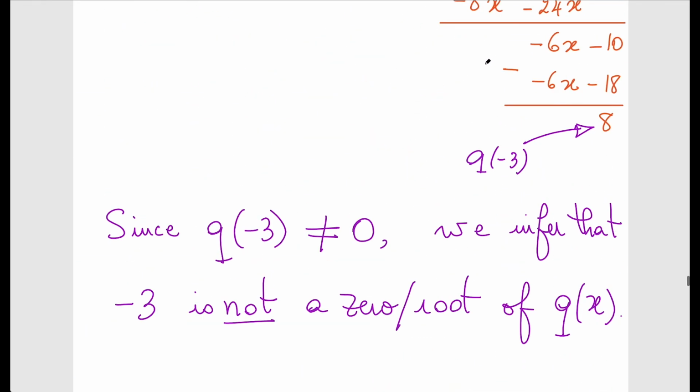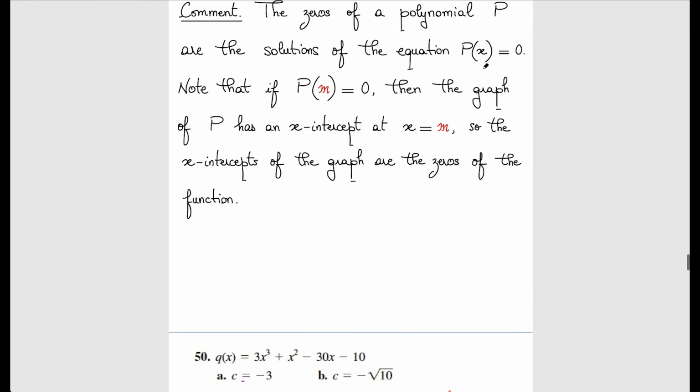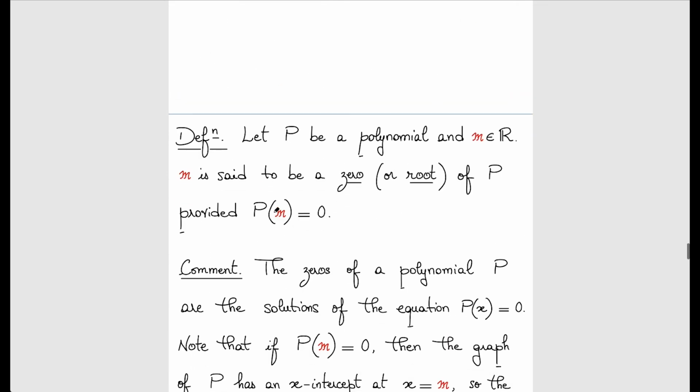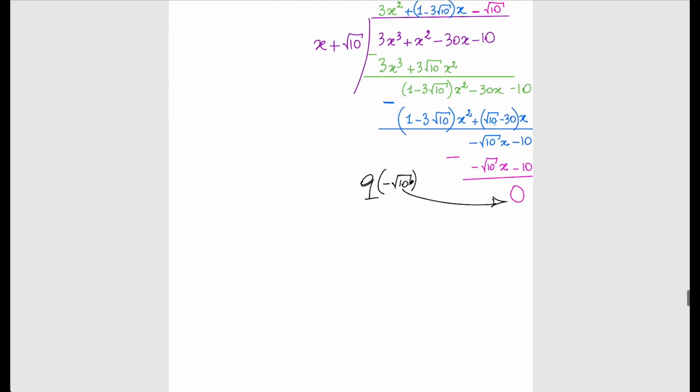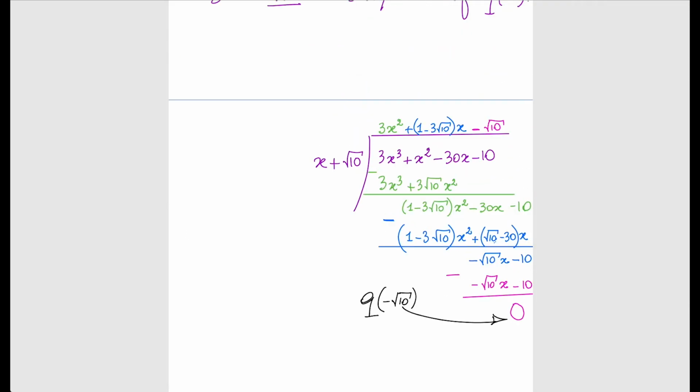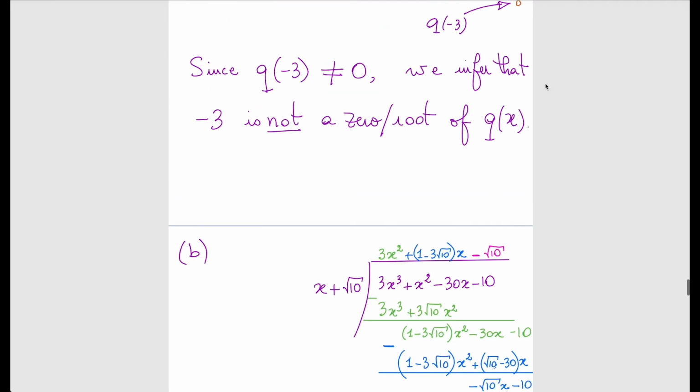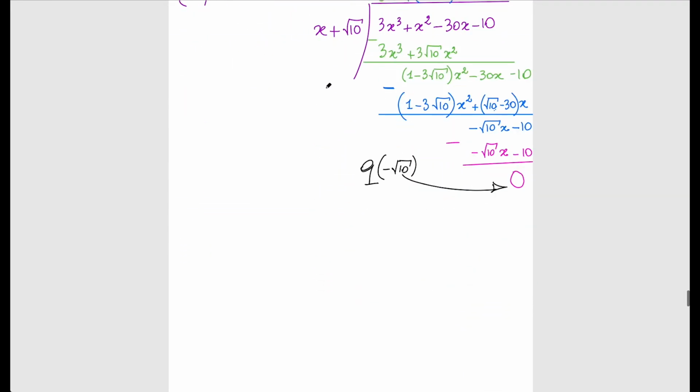What does 0 mean again? Or root? It means that if you plug in that number in the function q, you should get a 0 as an output. And because of the remainder theorem, I know that this value 0 is q of negative square root of 10, and hence negative square root of 10 is a 0 or a root of the function q. So for part B, this is part B. I'm gonna technically say the same thing, but this time in the affirmative.